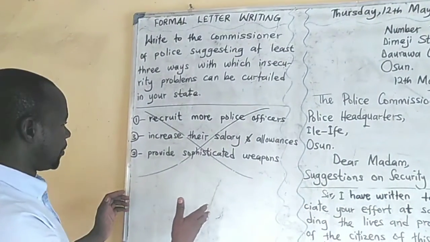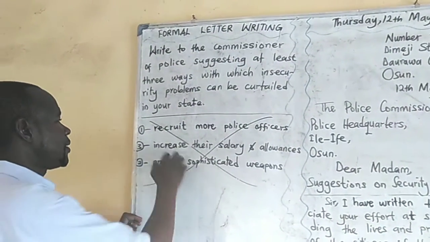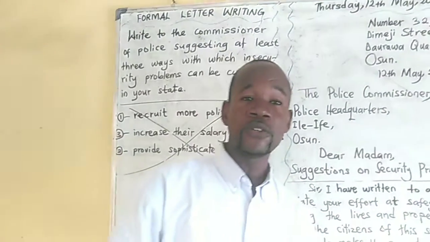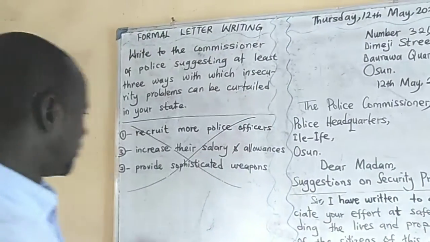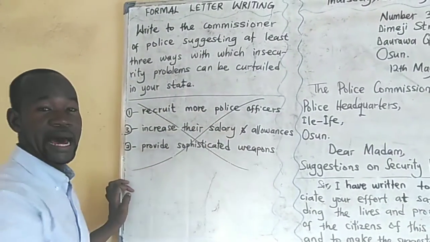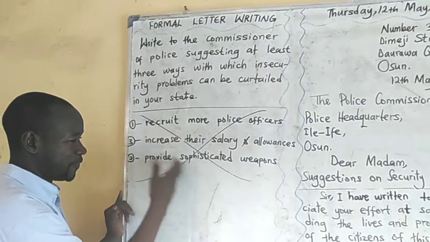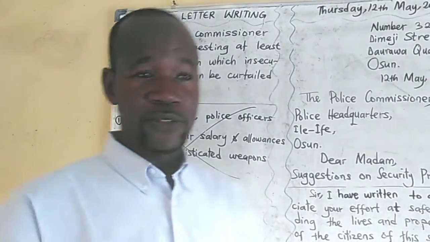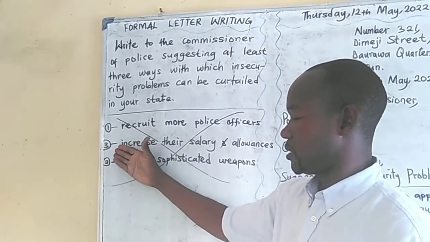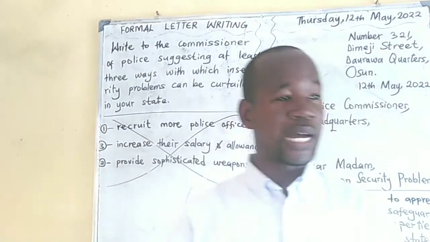So as you can see on the board here, we have 3 points. We have recruit more police officers. That is one of the suggestions we're going to make to the Commissioner of Police. Number 2, increase their salary and allowances. And the last one, provide sophisticated weapons. But as you can see on the board, this is number 1, this is number 2, this is number 3. This is what used to happen.